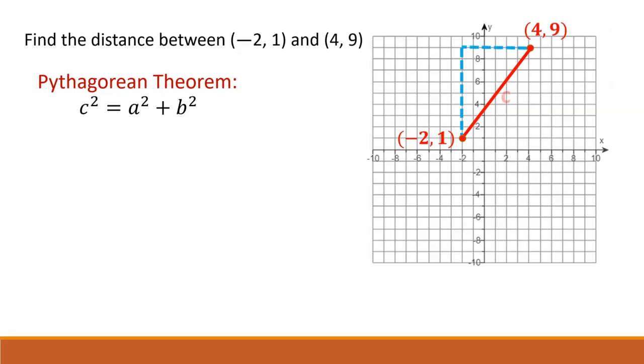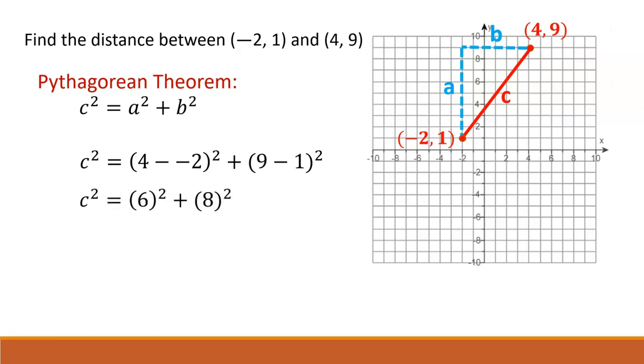The hypotenuse of the triangle, that's the length we're looking for, is c, and the sides of the triangle, a and b, are the rise and the run that we see in the picture. Now we know how to find rise and run. That's a change in x's and a change in y's. So that's really what we're using to find the lengths of sides a and b. We'll find the difference in our x coordinates of the points and the difference in the y coordinates of the points. When we simplify, we'll see that c squared is 100.